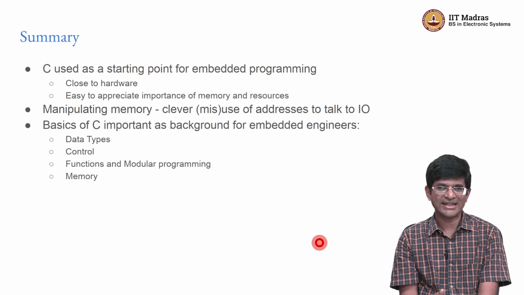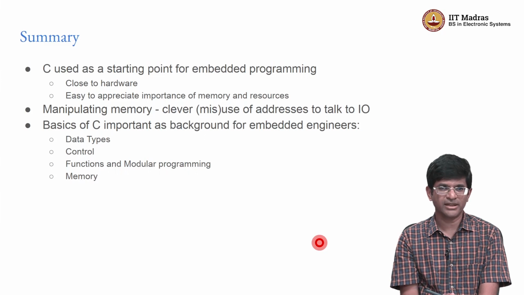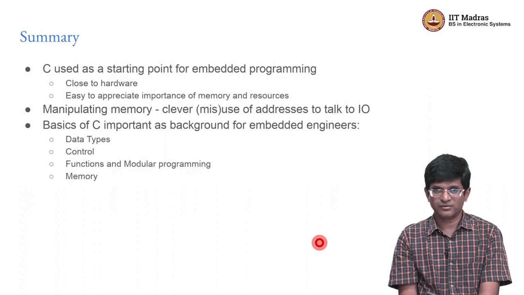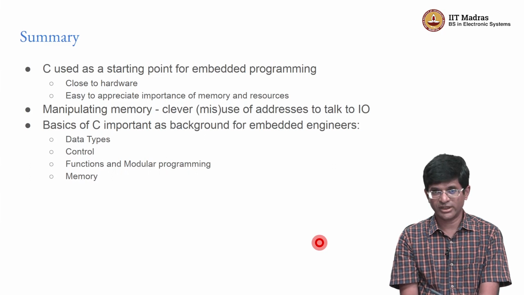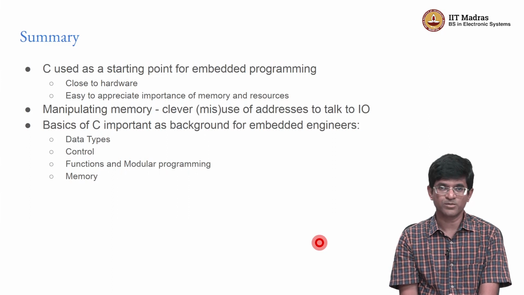Now, a lot of what we will be doing will be manipulating memory. It's in some sense a slight misuse of the concept of an address, which allows us to directly talk to the input and output hardware, right? We'll see how that works a little bit later on, but we'll not get into too much detail of how the hardware part of it works. Okay? So the kind of structures in C that are important for an embedded engineer to know, of course you need to know what data types are, what kind of control logic, conditionals, loops and so on are available, the idea of functions, modular programming, reusability, and of course memory and how to manage it. That is something we will be talking about a lot more as we proceed through the course.